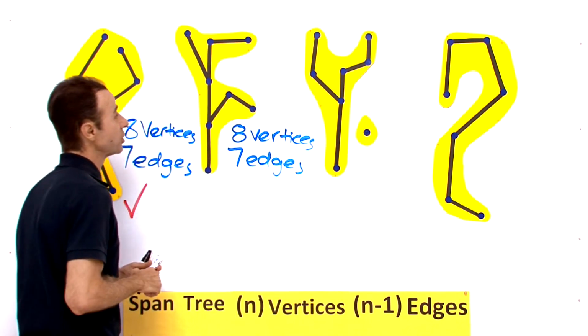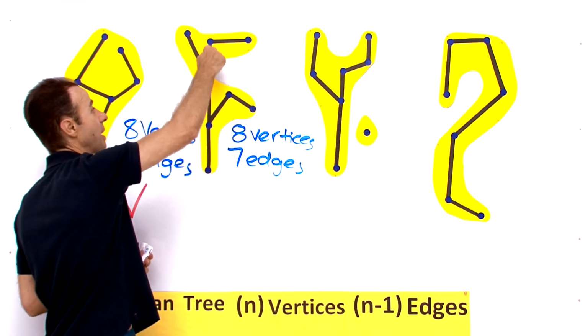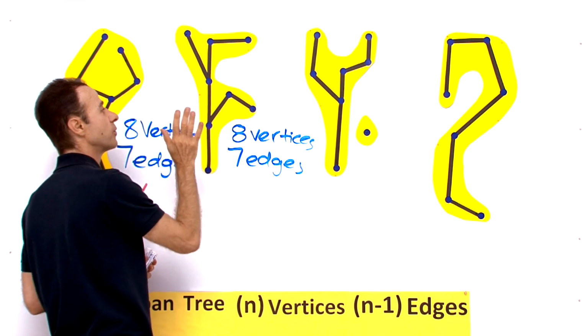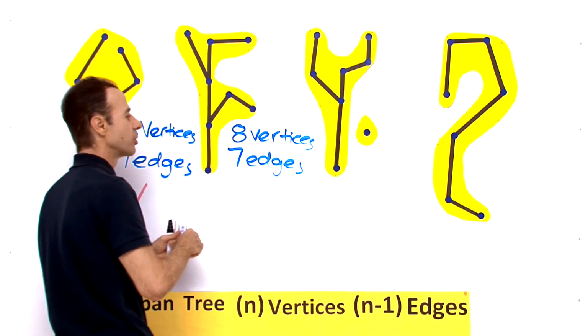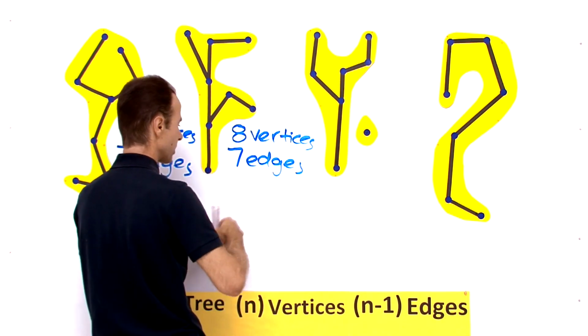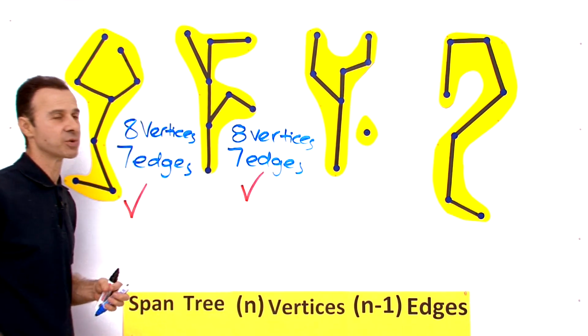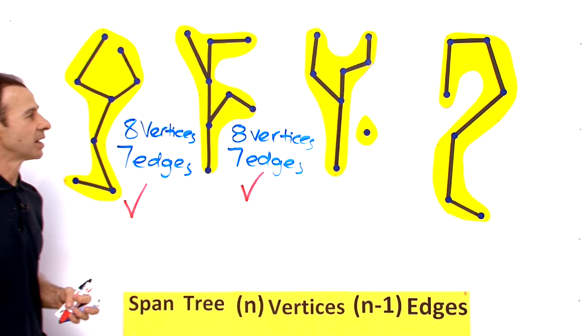So that looks like a spanning tree. Now all the pathways are connected and every single vertex is included. So yep, that's a spanning tree. I'll put a tick. That's a spanning tree. Every single vertex is included. Let's go to the next one now.